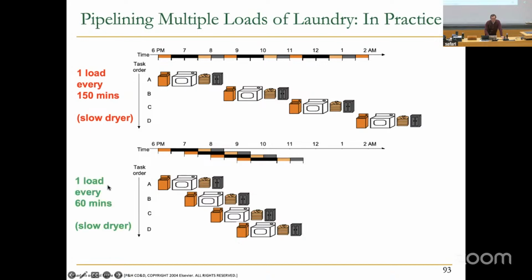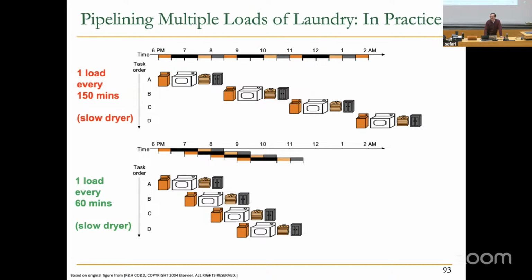So as opposed to having one load every 30 minutes, now I have a finished load every 60 minutes because I have a slow dryer, and the slow dryer is really my bottleneck, if you think about it. I cannot start the second drying process until the first load finishes in the dryer. So your dryer is really the bottleneck of your execution, right? Okay, so how do you fix this problem?